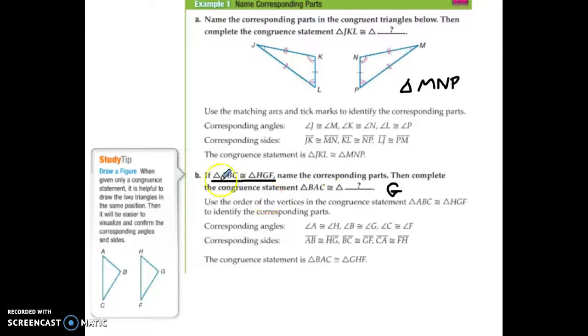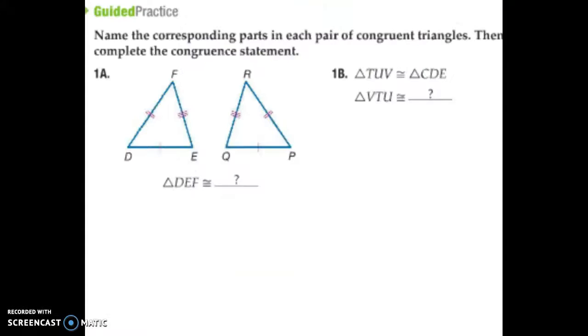Then A went second. A matches up with H, so H comes next. So we're just playing a matching game, really. C matches up with F. F comes there, right there. So triangle BAC is congruent to triangle GHF. Just playing the matching game.